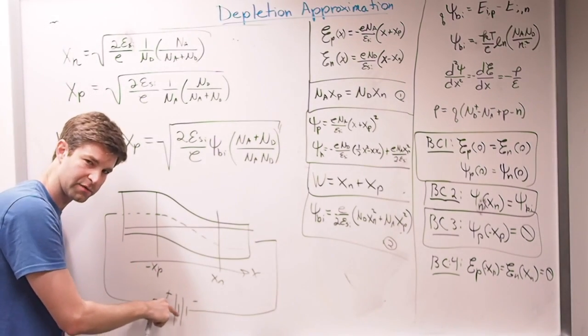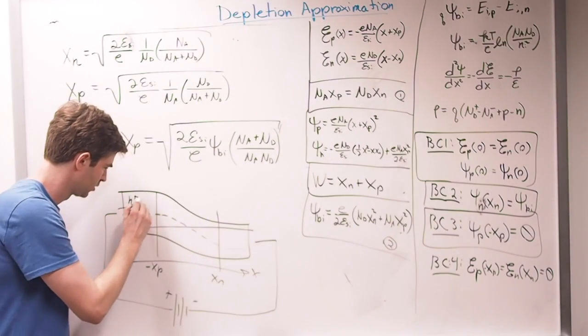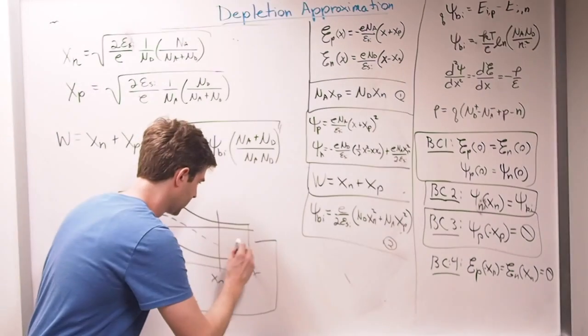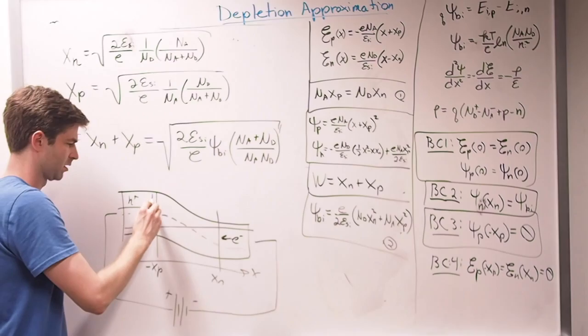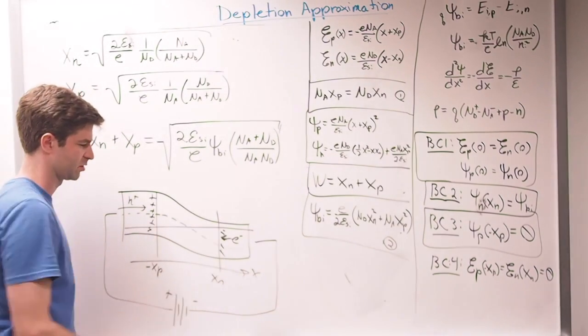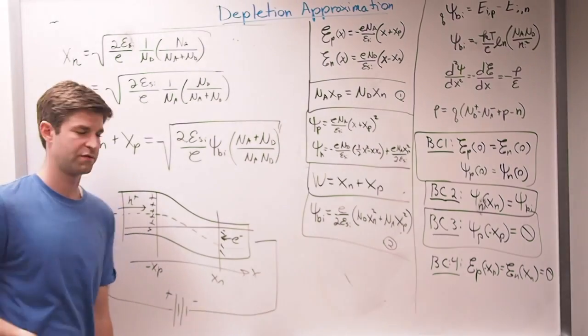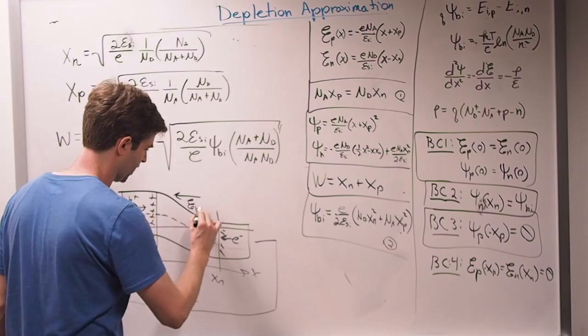The positive terminal of the battery is going to inject holes into this region, and it's going to inject electrons into this region. So what happens? A build-up of positive charges here, a build-up of negative charges here. What's the direction of the built-in electric field? It's pointing towards this. This is your electric field, psi BI, right?